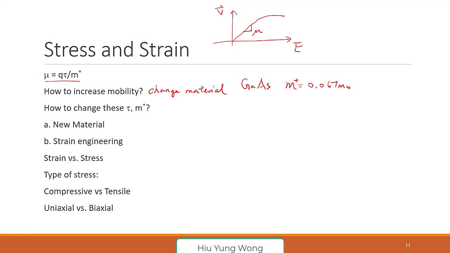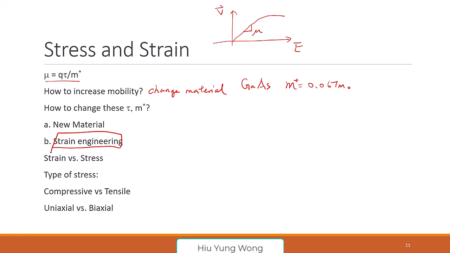But what's the point? You cannot do this to silicon, right? There's no monopoly law for silicon because they just do very well, right? So how can you change the tau and the effective mass? So that's why we come with strain engineering, okay?